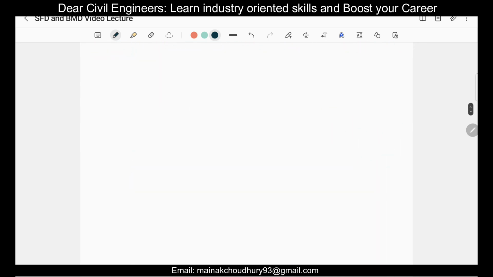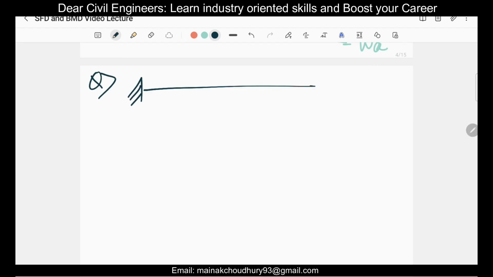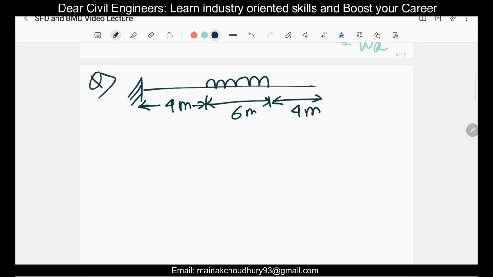So now let's do another numerical for the cantilever. So here we have a cantilever beam. Let's put this at the center. This will be 6, this will be 4. Everything is in a single unit, meter, and this will be your 4 meters again. So this is symmetric, and let's give A, B, C and D the names.